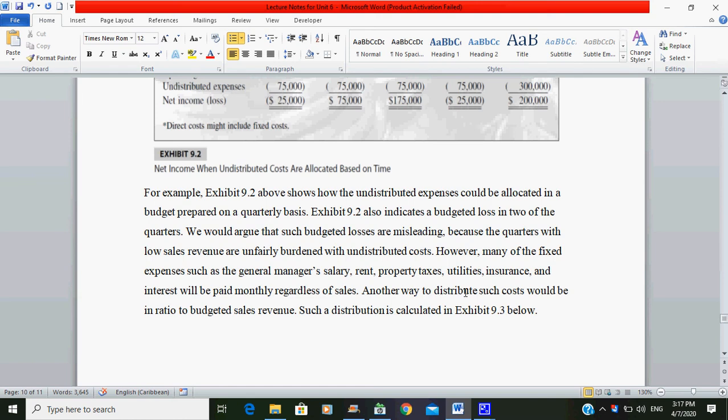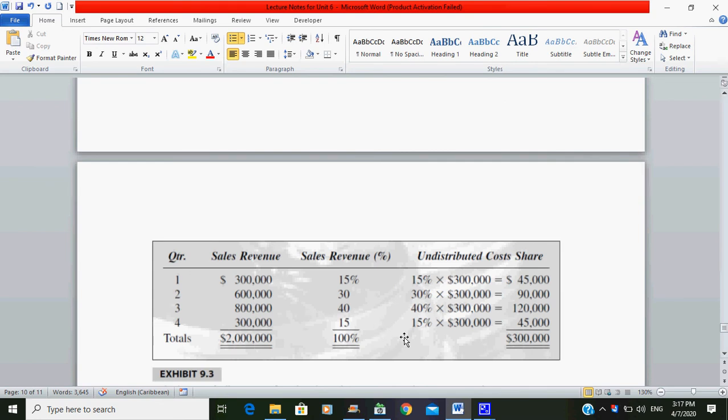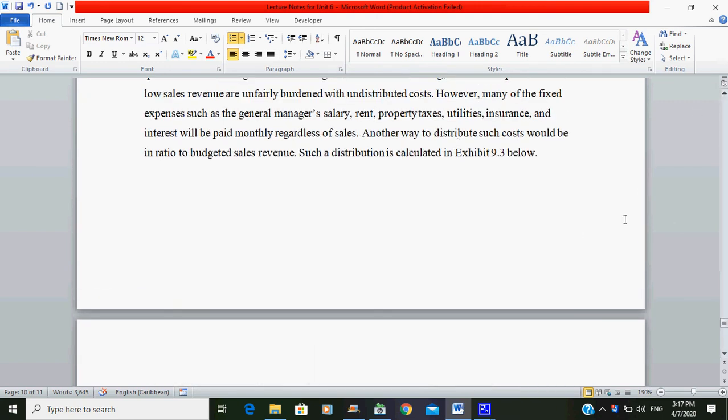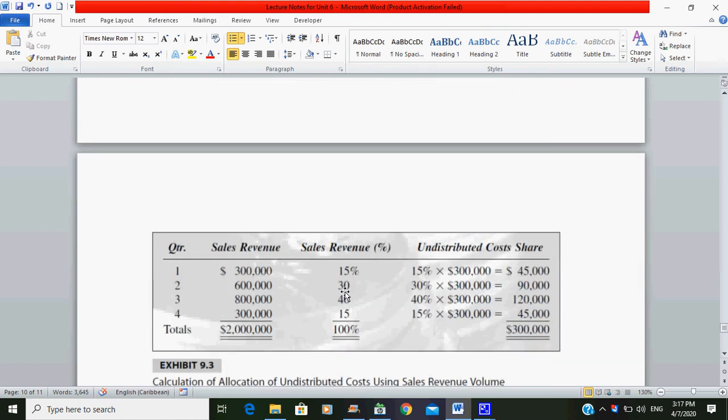Another way to distribute such costs would be in ratio to budgeted sales revenue. Such a distribution is calculated in Exhibit 9.3 below. 15% of sales is for the undistributed expenses, 30% in the second quarter, 40% in the third quarter, and 50% in the fourth quarter.